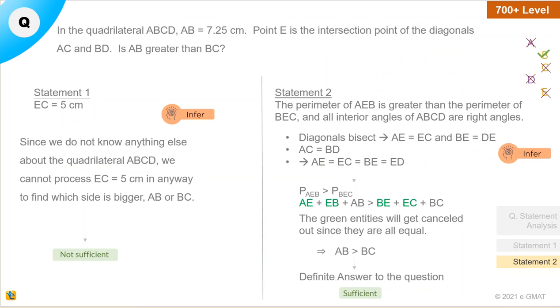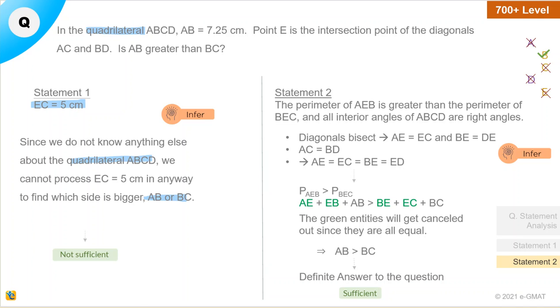Let's do a quick recap here. In the first statement, because of the question stem and because the first statement gave us nothing, we did not know anything else about the quadrilateral. We could not assume the diagonals are equal or they bisect each other or anything. So we could not take this information of EC being 5 further to get to AB or BC. So this statement was insufficient.